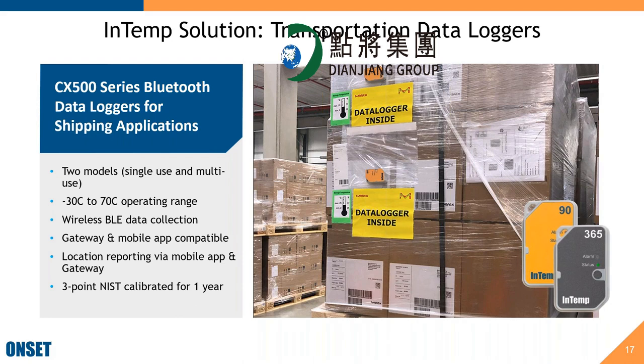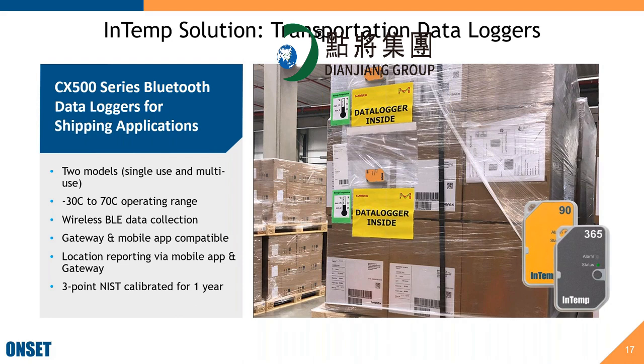Multi-use meaning you can use it as many times as you want, up to 1 year. 1 year really is the battery life and is also the life of the NIST certificate. That's why we say up to 1 year. All of these are Bluetooth enabled so that they can be used with the gateway and our mobile apps. And even with the Bluetooth loggers, you can get some level of location reporting. So the app is able to know your location unless you disable that and you want your privacy. So it can be disabled. Same with the gateway. You can set up a gateway to know its own location. So even with that, you can get some location data.